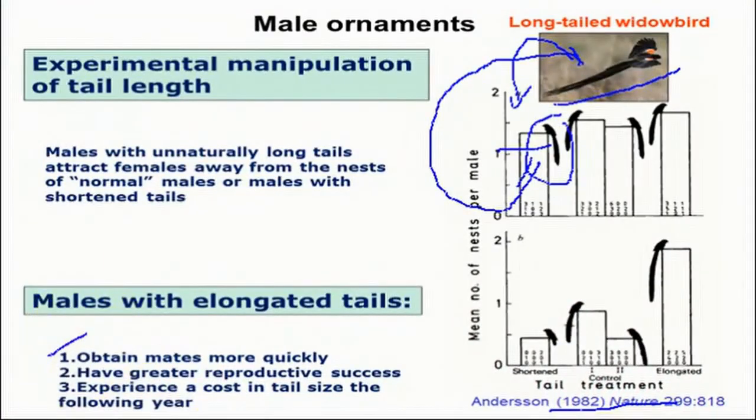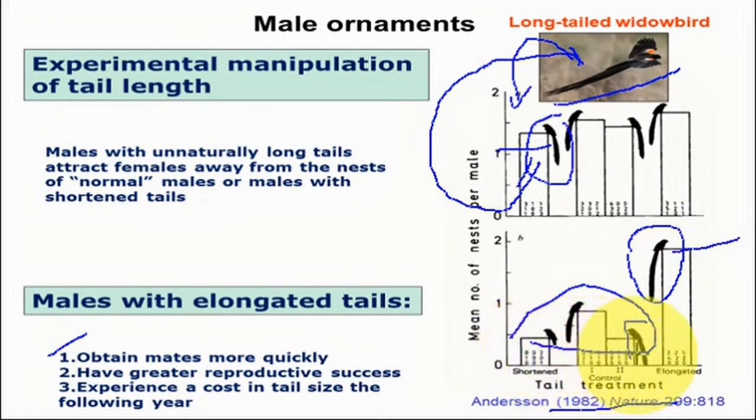And in another example, they experimented with widow birds with different tail lengths. This is a normal long-tailed widow bird, and these are widow birds with different lengths of the tail. When they experimented, they observed that these birds had a lower number of nests compared to the long-tailed normal widow bird. It means their reproductive success is comparatively low. So this particular ornament is helping the bird to get greater reproductive success.